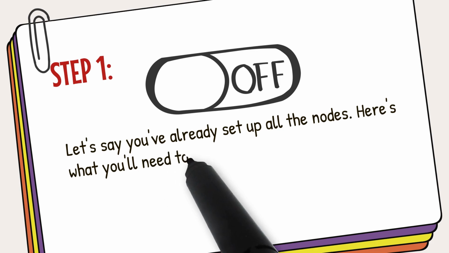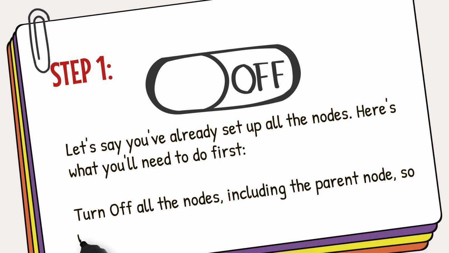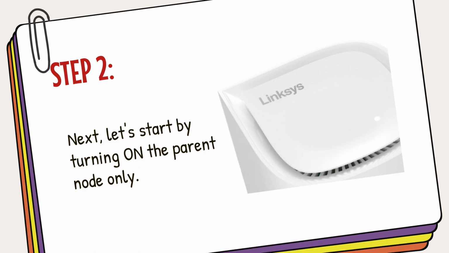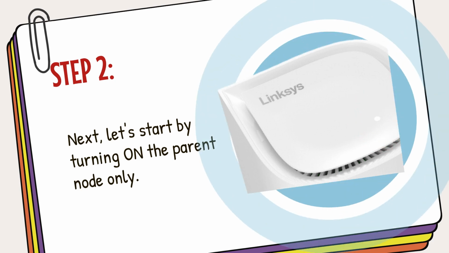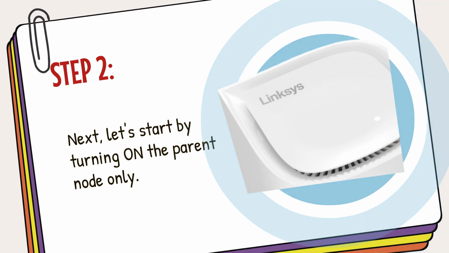Here's what you'll need to do first. Turn off all the nodes, including the parent node, so we can start fresh. Next, let's start by turning on the parent node only. This is the node that is connected to the modem directly. The light will blink red initially, but it should turn solid blue or white, depending on your model. This shows it's ready and stable, setting the foundation for the rest of the network.